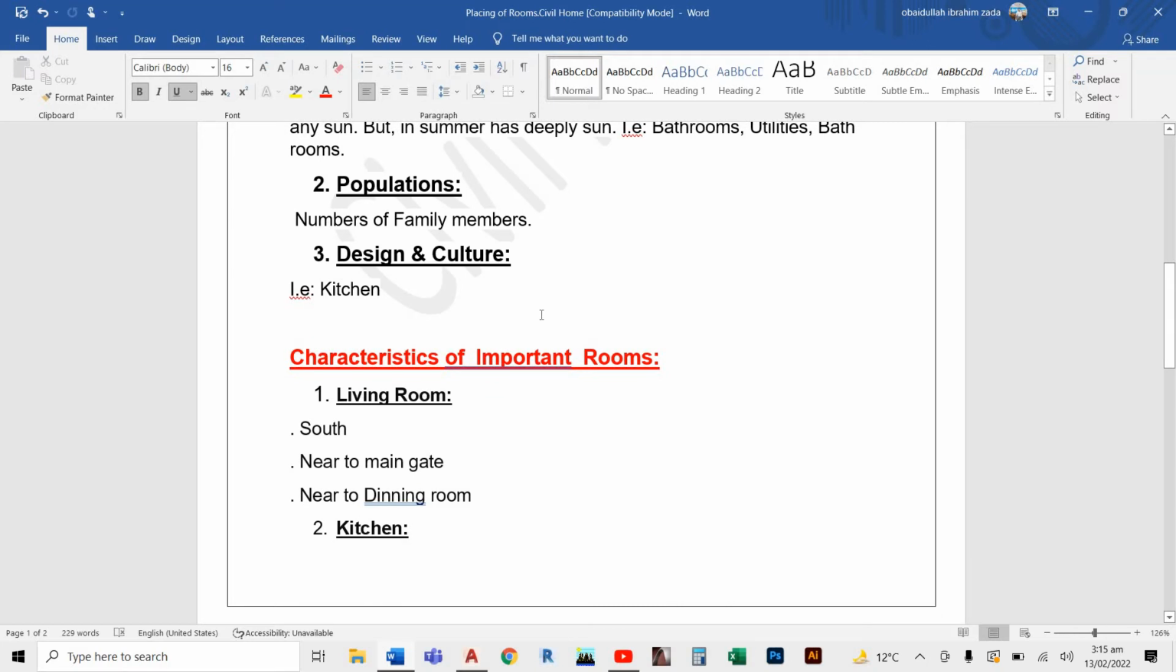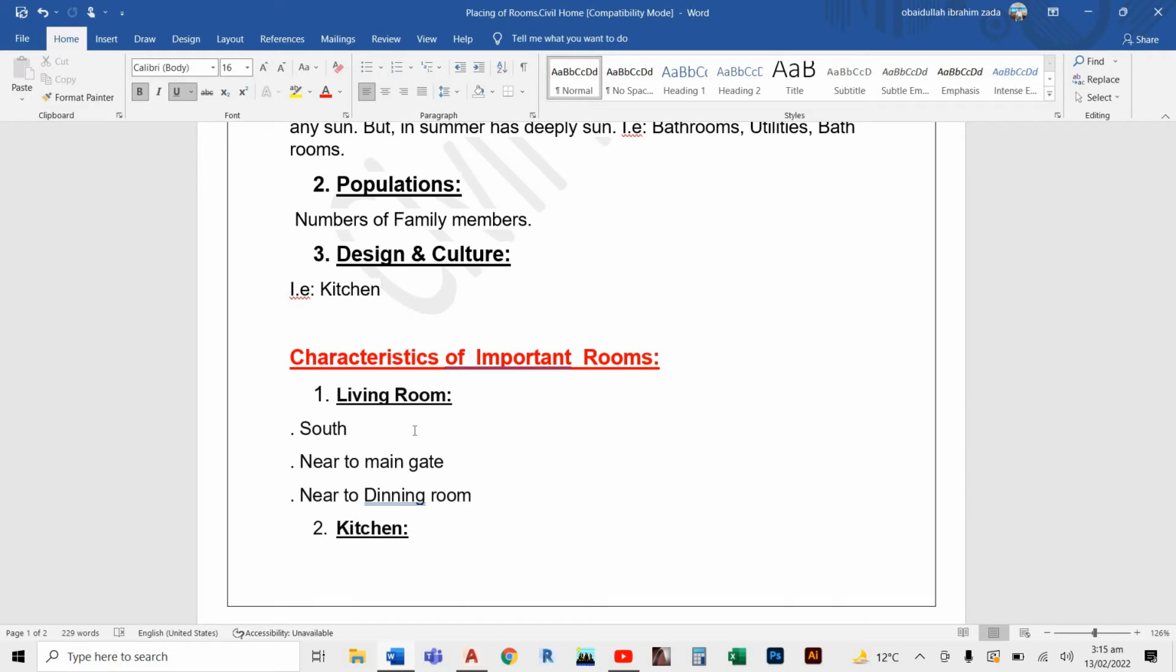Then the characteristics of some important rooms. First of all, the living room. We have to locate the living room on the south. Why? Because the living room is an important room for us. Every day we sit, we sleep in the living room. We watch TV in the living room. So the most important direction for us is south, so we have to locate the living room on the south.